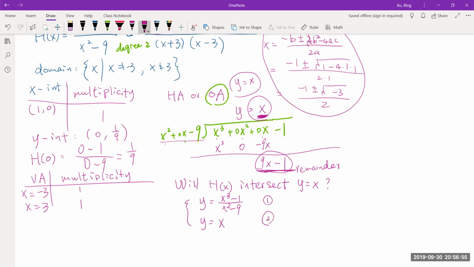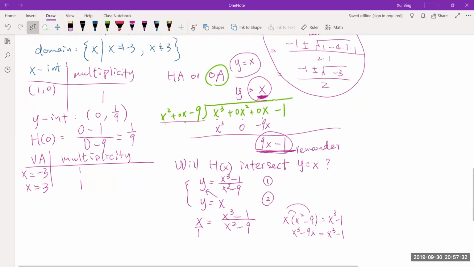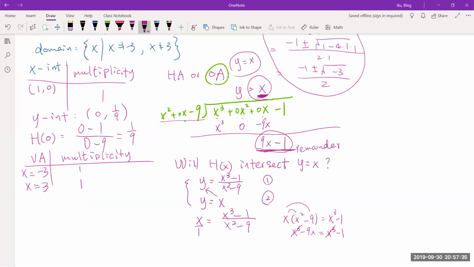By substitution, right? You want to substitute your y in the first equation with x. So you have x equals x cubed minus 1 over x squared minus 9. How do we solve this equation? You can see this as a fraction equals another fraction. So cross multiply. We'll have x times x squared minus 9 equals x cubed minus 1. Distribute. x cubed minus 9x equals x cubed minus 1. Well, it looks like we have a solution. Cancel the x cubed. You have negative 9x equal to negative 1. Divide both sides by negative 9. One solution is 1 over 9.